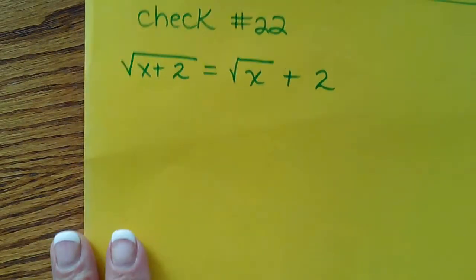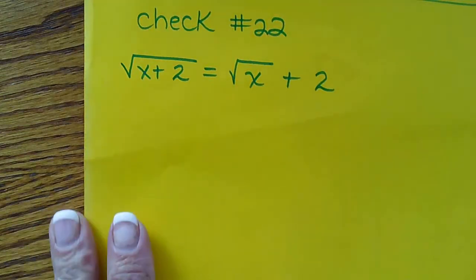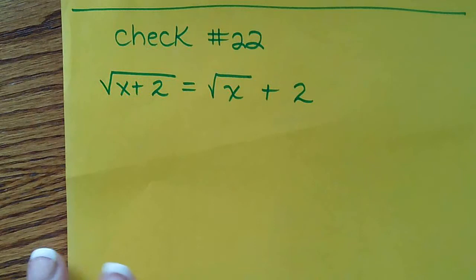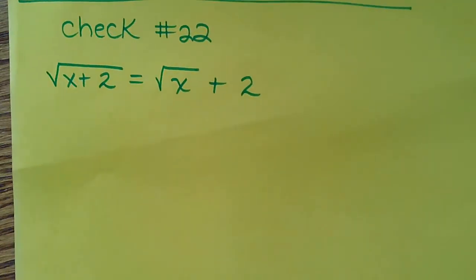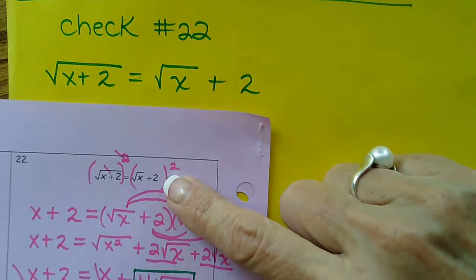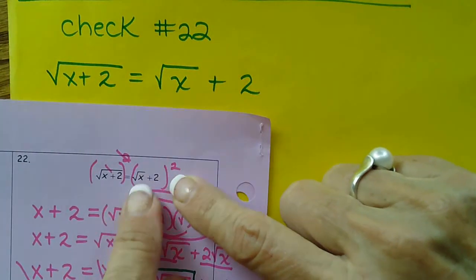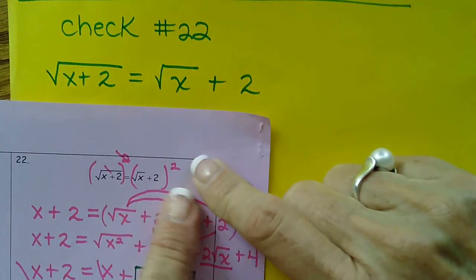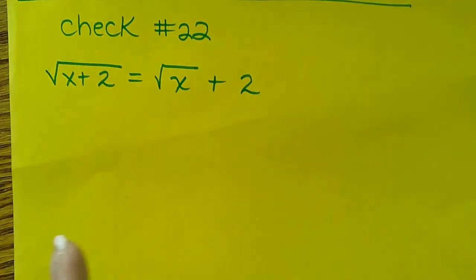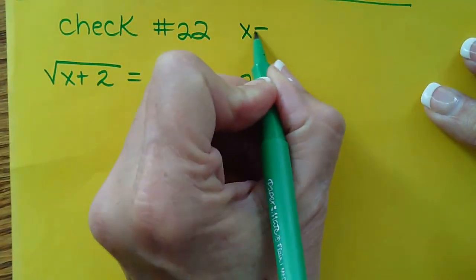Okay, so let's take a look here. So I wrote check for number 22. Get my paper in the middle here. I wrote the original problem. Square root x plus 2 equals square root x plus 2. And I'm checking for the possible solution x equals 1/4. So I like to write that here too.